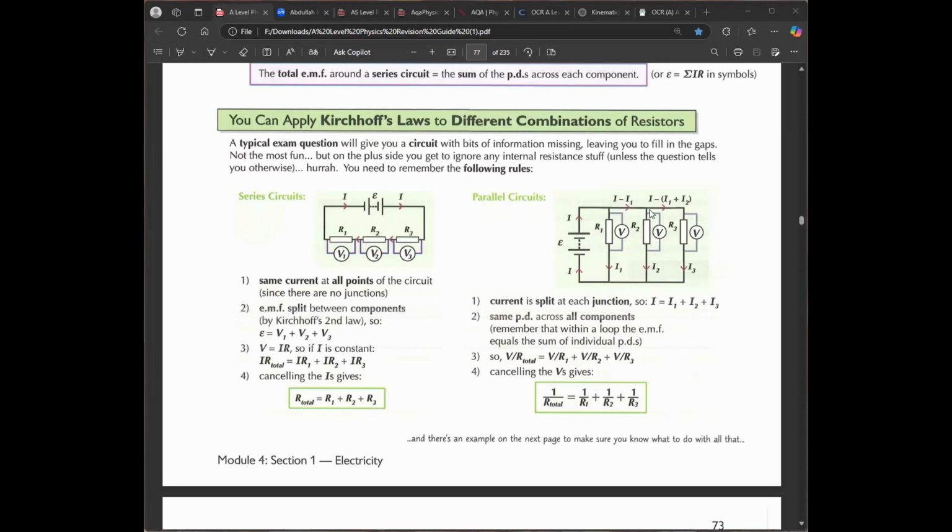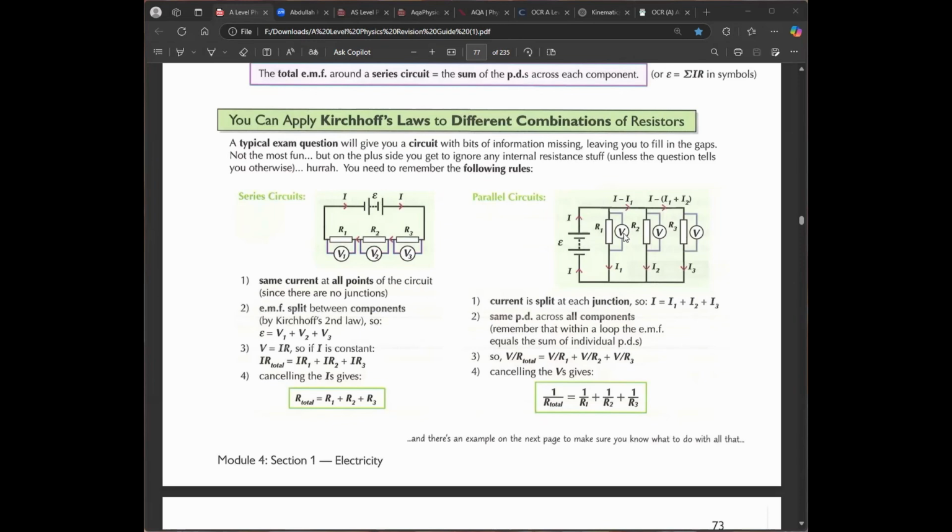Then after the second junction, obviously I2 has gone through R2 now. So the remaining current, I, which is the total one, minus both I1 and I2, is what will go through R3, right? So current splits up. It's a physical thing, it has to split up. But the potential difference in this case remains the same.